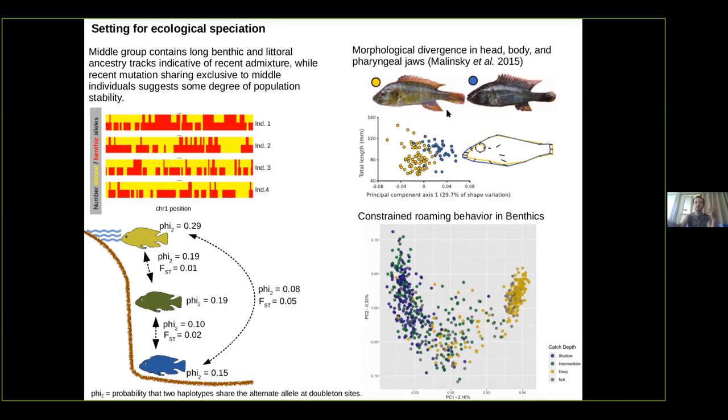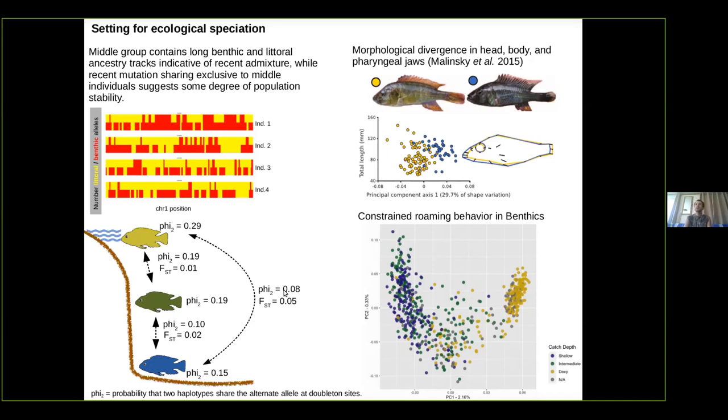There's clearly these two different groups. And then there's what you could think might be hybrids in the middle, so admixed individuals. And indeed, if you look at ancestry track length distributions in this middle group, there is evidence of recent ongoing admixture, as indicated by quite large ancestry tracks that are either benthic or littoral. But there's also quite an appreciable degree of exclusive sharing of recent mutations, suggesting that it might not be just a completely transient hybrid population, which could also explain this U shape and this dip in the PCA along the second component.